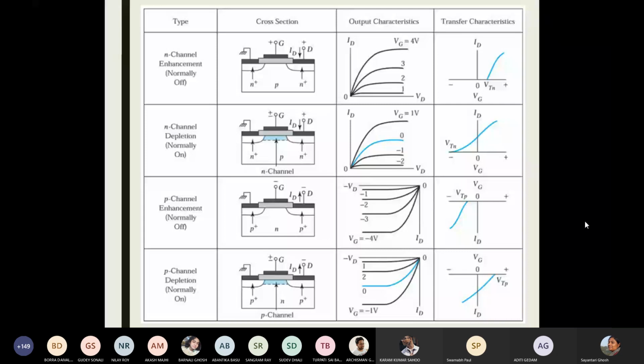Okay, so I will stop at this point today, and I want you to go and thoroughly read about MOSFETs and try to reproduce all these curves on your own. Okay, so I will stop here. If you have any questions, you can ask.